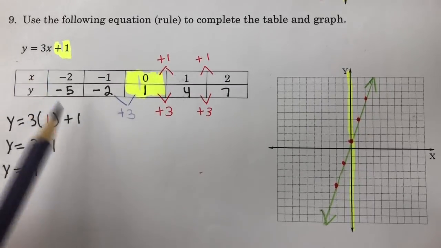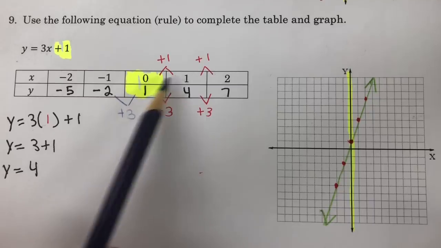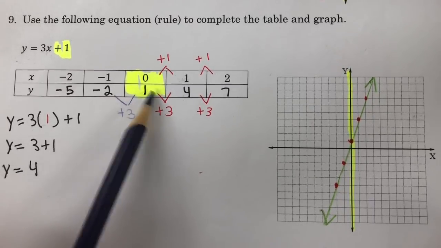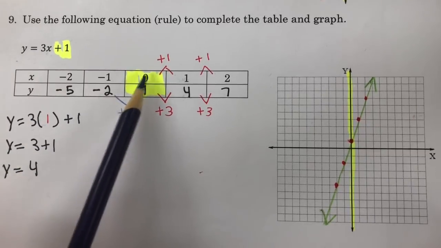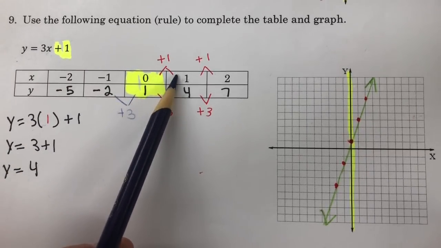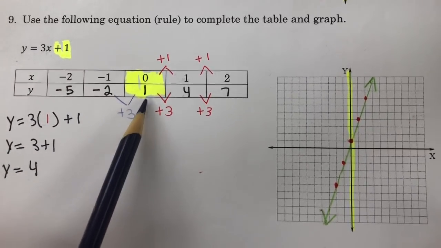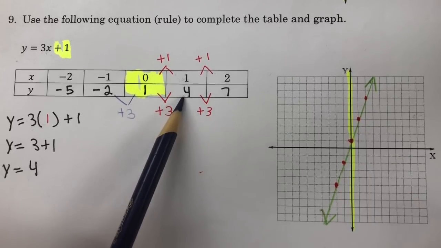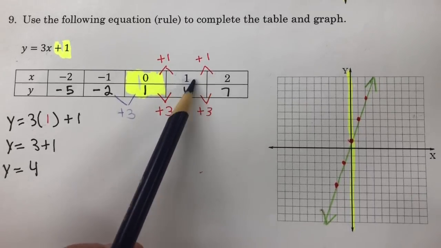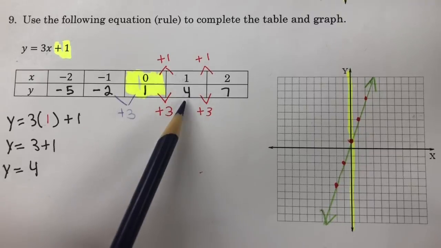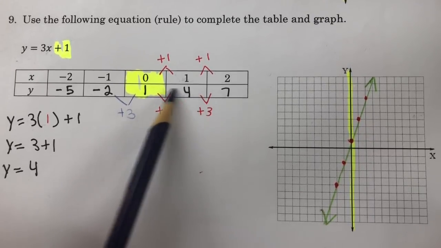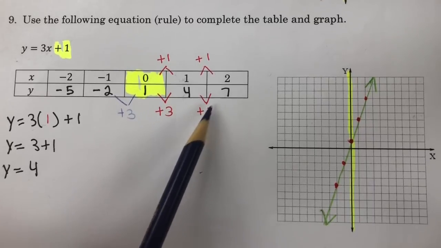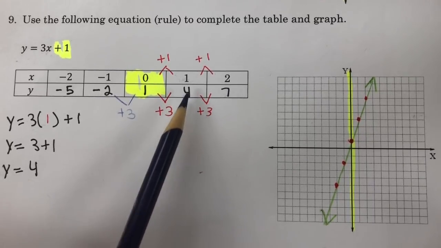And I didn't input these values for the others. What I did is I noticed that this is a constant rate of change for this equation. So for every 1 on the x increasing by 1, you're increasing by 3 on the y. So from 1 to 2, we increased by 1. So 4 plus 3 is 7. And I can also go the other way, because I can decrease by 3. 7 minus 3 is 4.